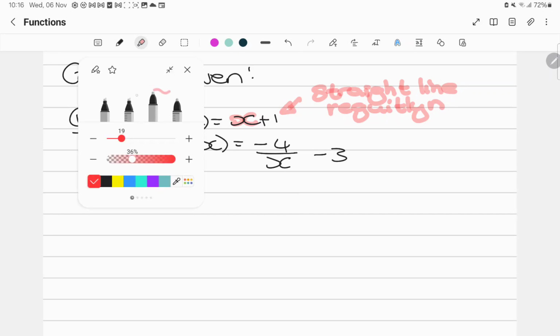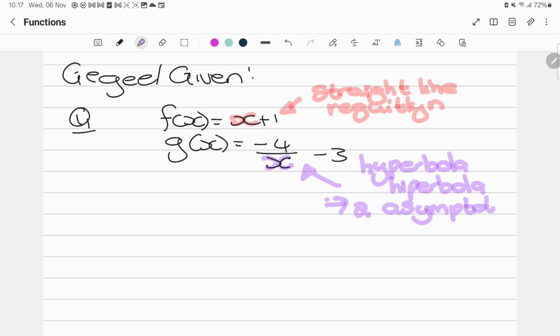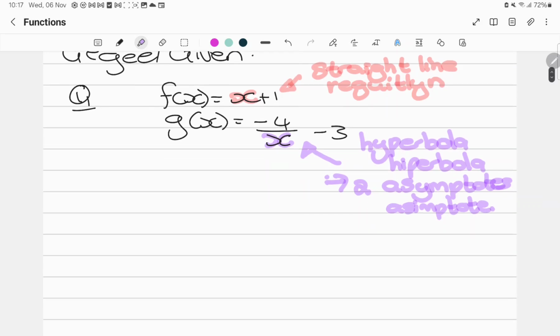Okay, then I look at my second function, which is g of x. Oh, and look where my x is here. So the fact that x is underneath the fraction tells me this is going to be what type of function? This is going to be a hyperbola. A hyperbole. And what is fancy about the hyperbola is the fact that it has two asymptotes. Hy het twee asimptote. Okay, that is what makes it fancy.